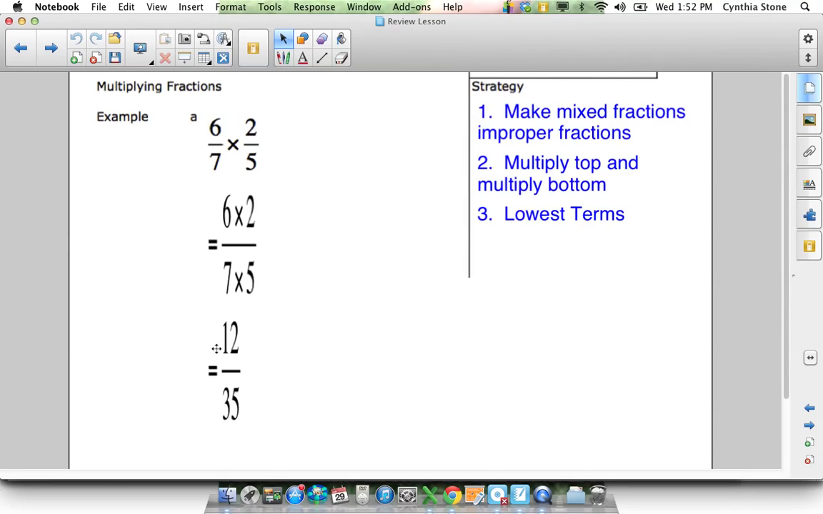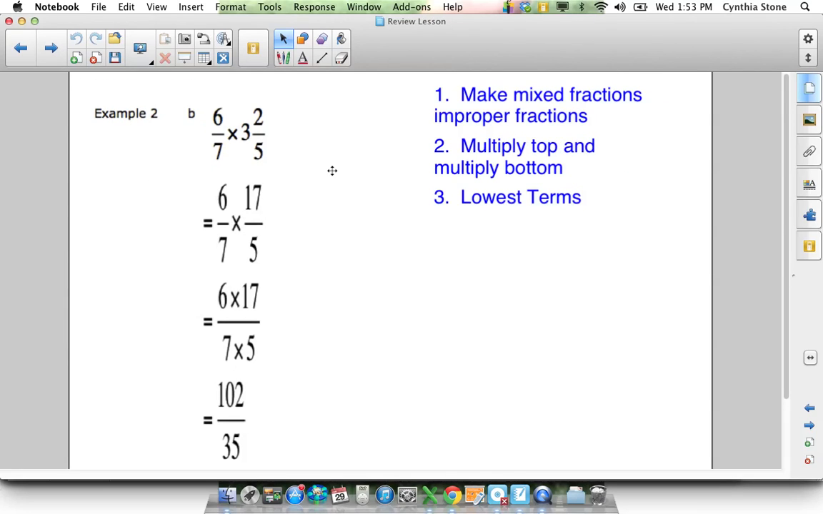Okay, moving on to multiplying. First thing again, make a mixed fraction an improper fraction. Excuse me, multiply the top, and this time you do multiply the bottom as well. So when you're multiplying, you do top and bottom. So 6 times 2 over 7 times 5. Okay? You can put it in lowest terms, but there's no lowest terms here. You might think about it, but there's not one.